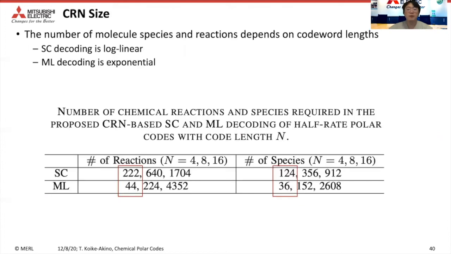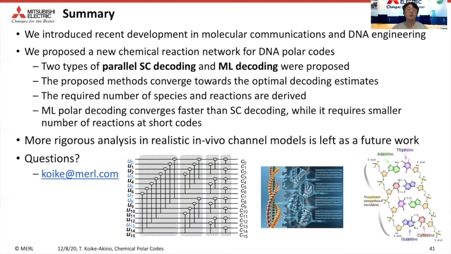Another benefit of ML decoding is the size of chemical reaction networks for short codewords. For example, 4-bit polar codes require more than 200 chemical reactions for SC decoder, while the ML decoder uses only 44 reactions. Of course, the complexity of ML decoding is exponential, and it does not scale up to the longer codes. Let's conclude my talk.